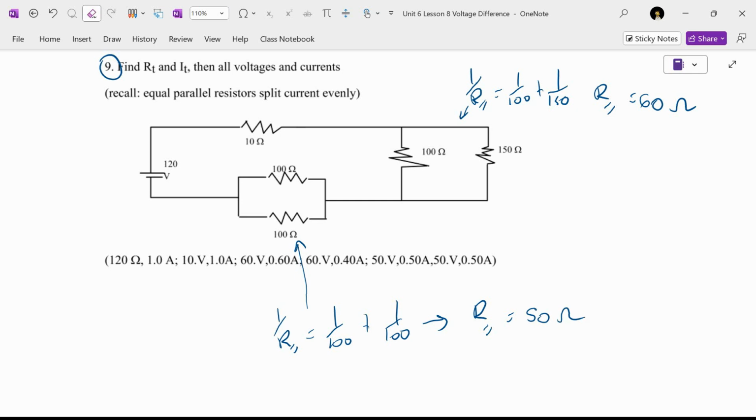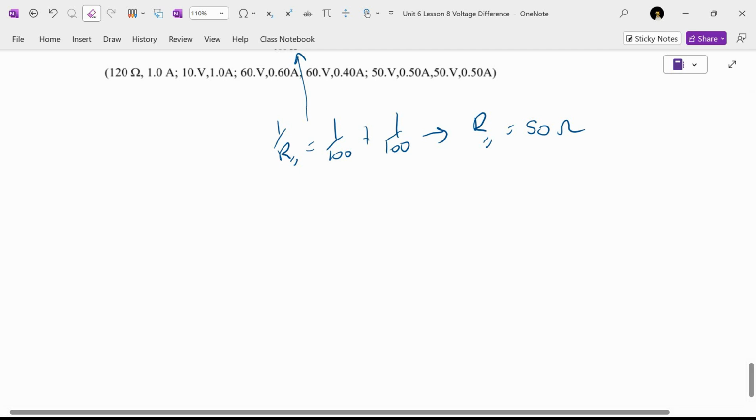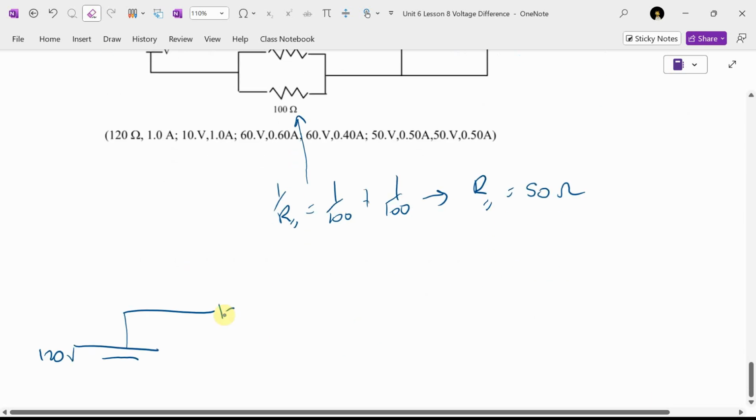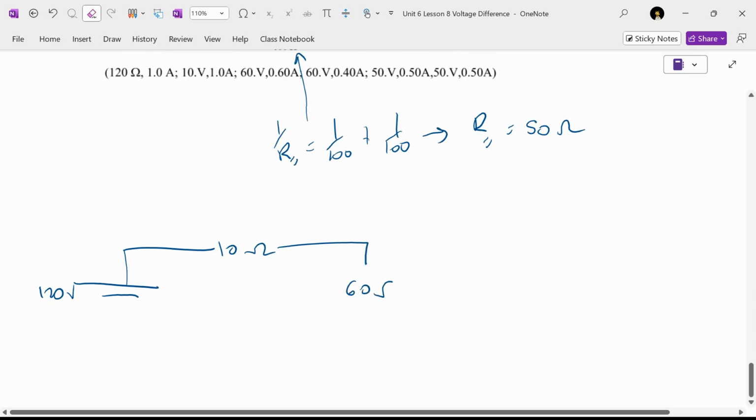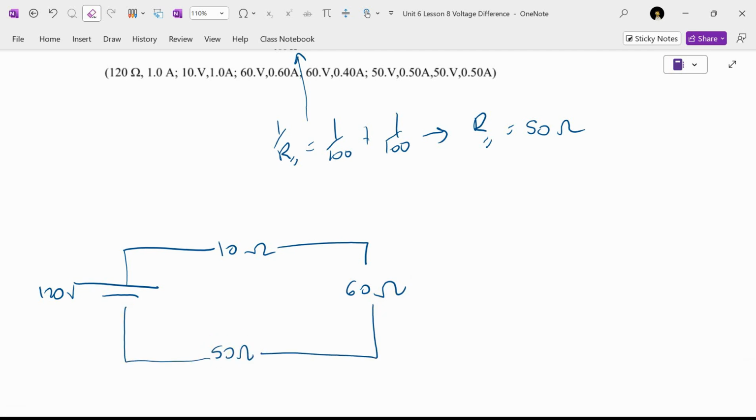So this circuit can be rewritten as a 120 volt battery. The top row is still a 10 ohm resistor. The whole right side is a 60 ohm resistor. The whole bottom is a 50 ohm resistor. Now this is nice because these three are in series. I can tell you that our total is going to be 10 plus 60 plus 50. It's going to be 120, is that right, Mr. Dueck? Yes, it is. 120 ohms.